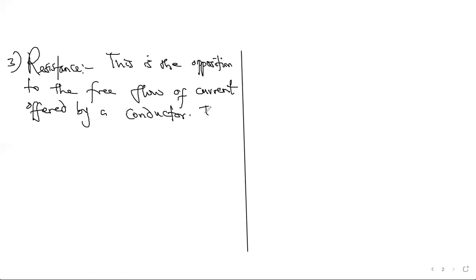It is measured in ohms. So this is the symbol, the Greek symbol, ohms. There are different ways in which you can measure resistance in the lab, but we'll look at that later on. There are different types of resistance. There are two kinds of resistance.